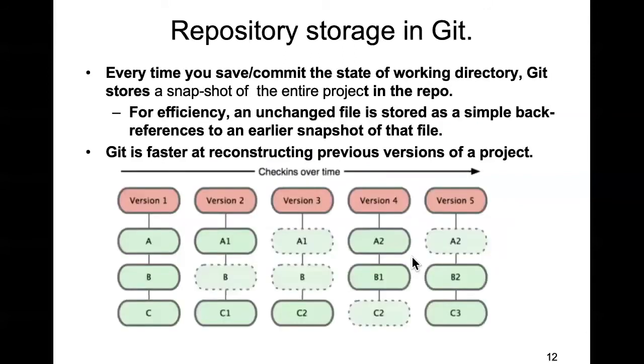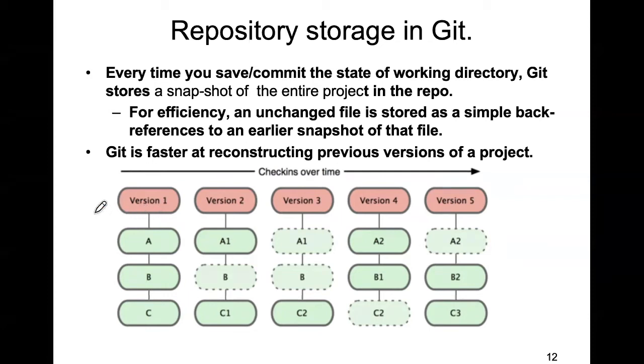Now, the way Git works, though, is different. This is how Git actually would store your changes over time. So again, we have the same starting point, and I've then gone and made changes to file A and file C.